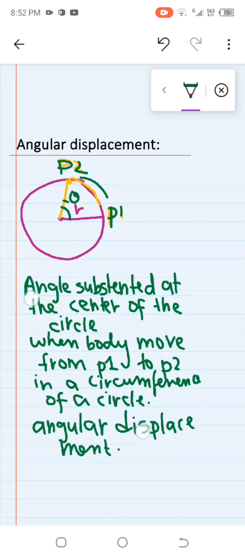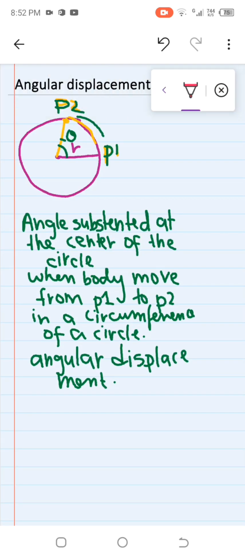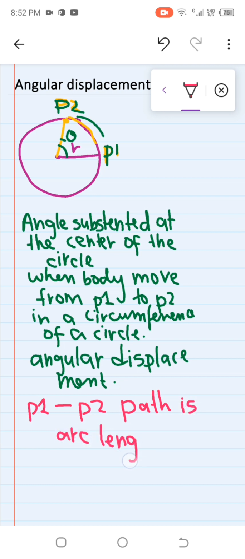Now another thing: the path which is followed from P1 to P2 is called the arc length, and this arc length is basically denoted by S.